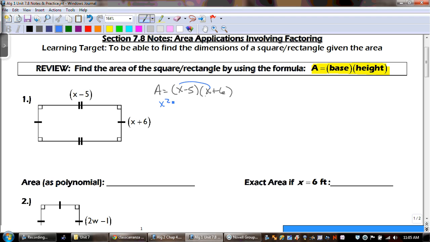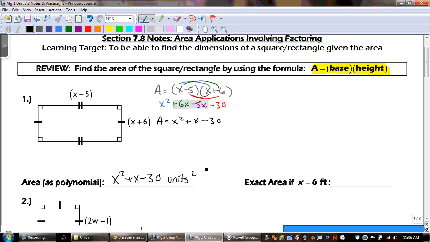X times x is x squared. X times 6 is 6x. Negative 5 times x is negative 5x. And negative 5 times 6 is negative 30. Let's combine our like terms in the middle. And then we get that our area is equal to x squared plus x minus 30. So when we write that, we would write our area as x squared plus x minus 30, and we don't know what we're talking about, so we're going to say units squared.